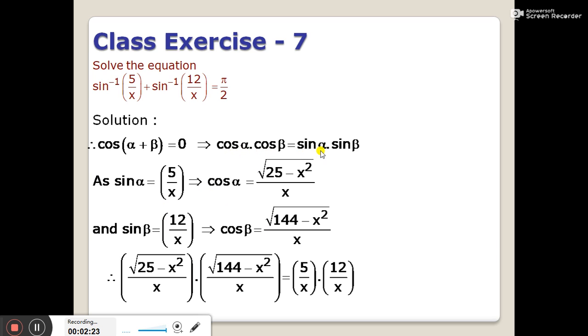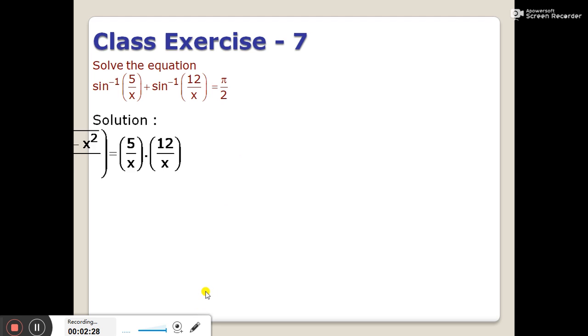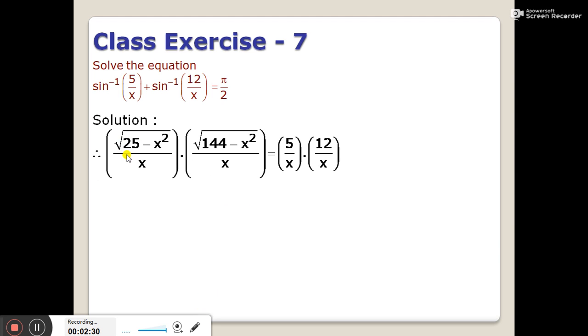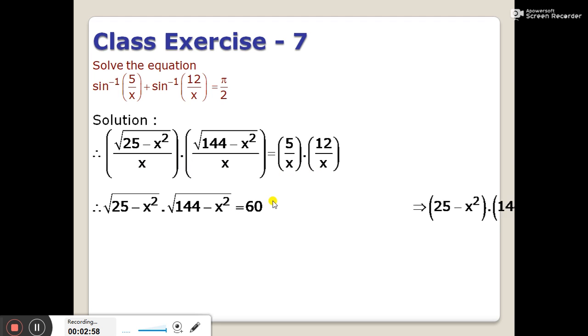Cos alpha cos beta is equal to sin alpha sin beta, and therefore simplifying again, you will get root of 25 minus x square by x into root of 144 minus x square by x is equal to 5 by x into 12 by x. Now multiplying this, we get root of 25 minus x square into root of 144 minus x square is equal to 60, because the x square in the denominator on the left hand side and right hand side both cancel.